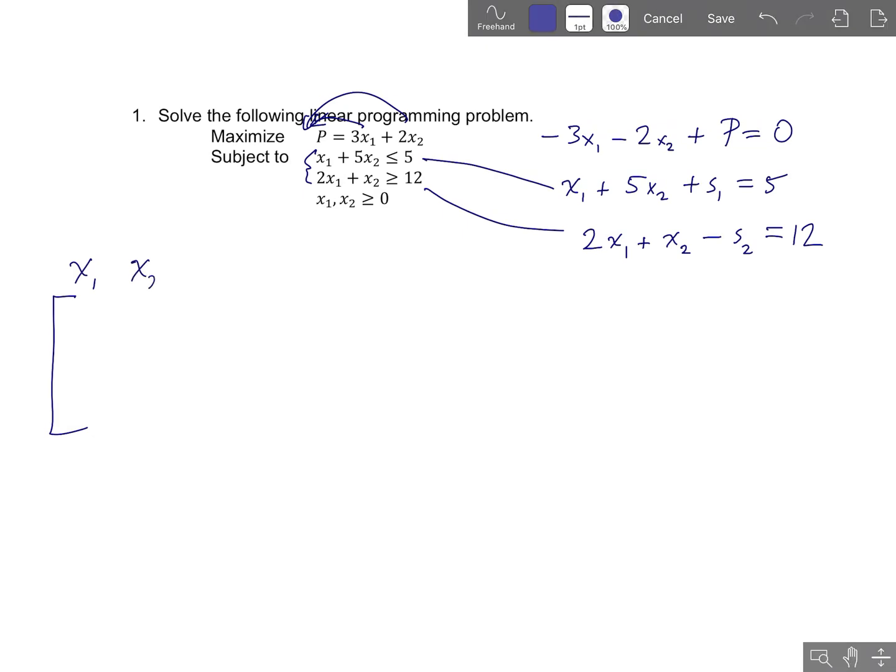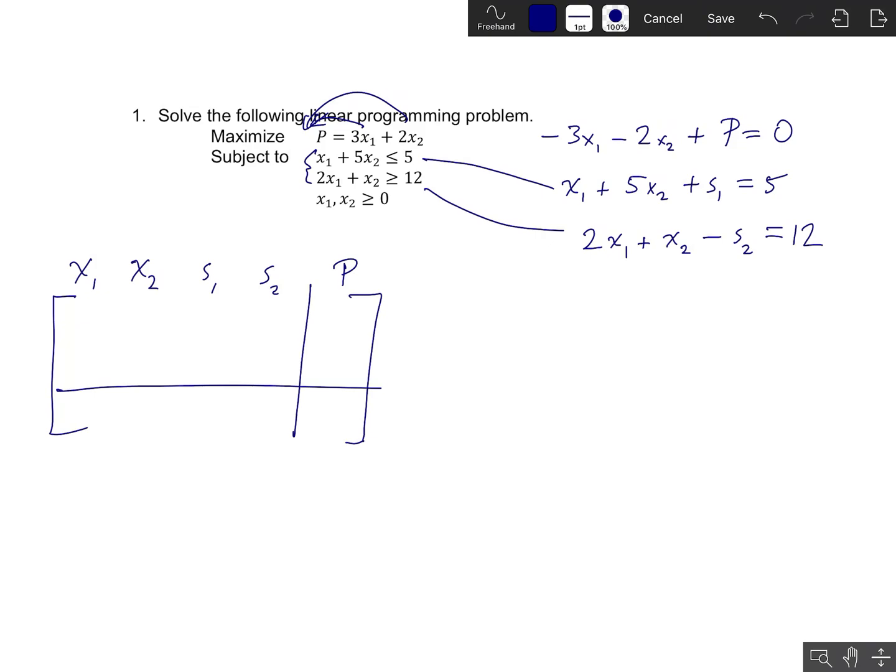So I'll do that over here. We have x1, x2, S1, S2, and then instead of writing the ordinary P column, I'm just going to identify P with the bottom right entry over here. Okay, and now we can add our constraint rows. The top constraint would be translated like this, and the second constraint will be translated like this. Notice that because the second constraint used a surplus variable, this has a -1 coefficient for S2.